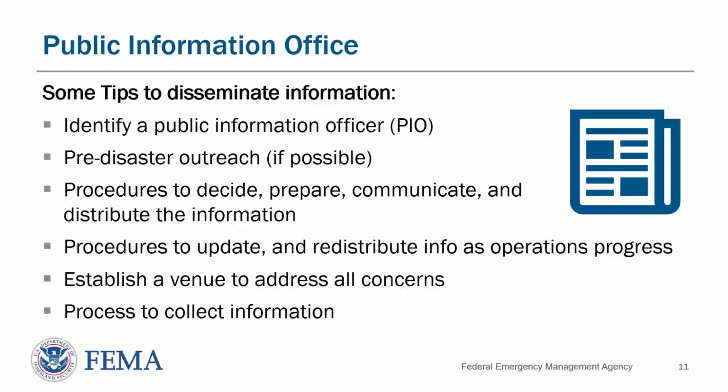So in addition to deciding how that information gets out, preparing that information, communicating that information, and distributing that information, you're also going to want to have procedures to update that information. So maybe your PIO, your public information officer, won a sweepstakes and goes on a cruise for like 3 weeks. How are you going to update the information after they're gone?